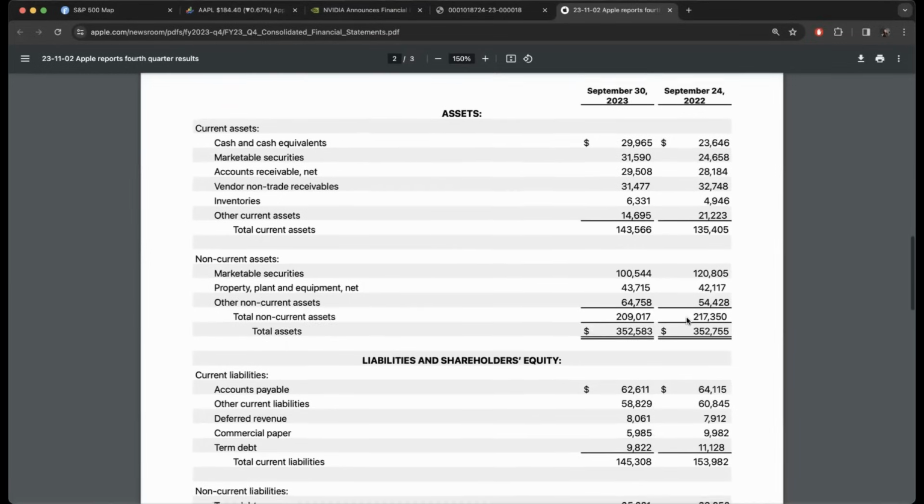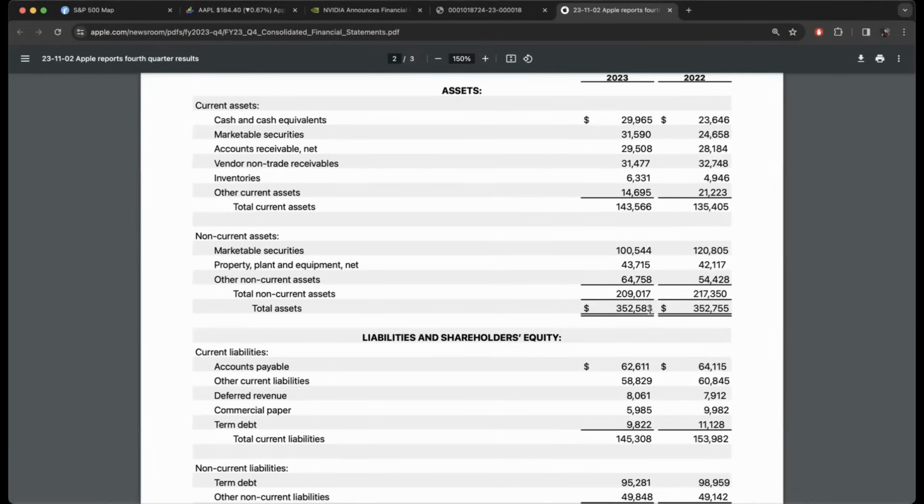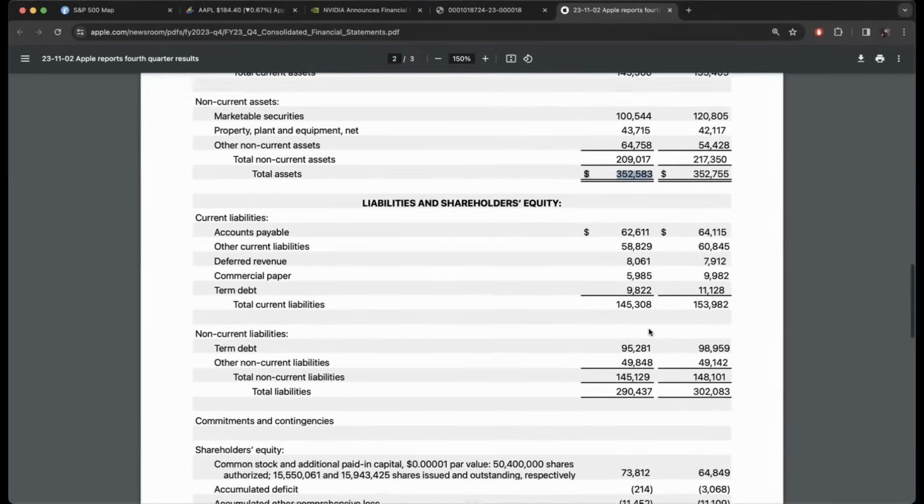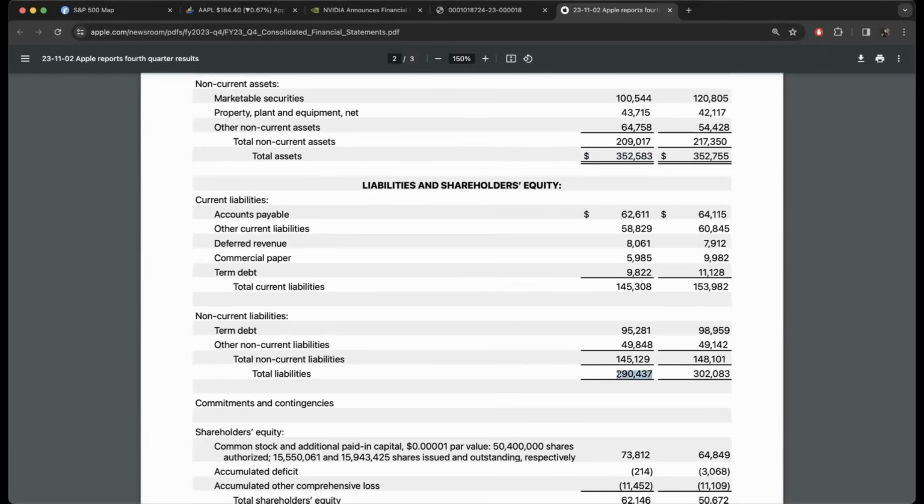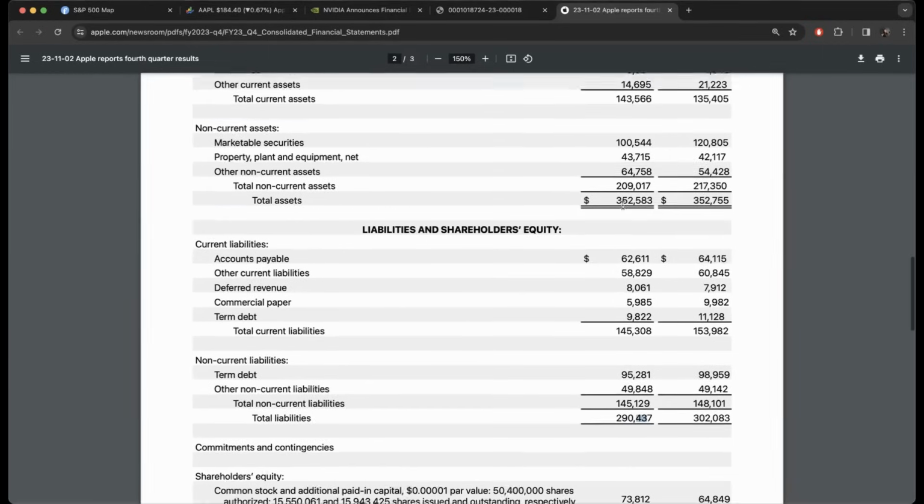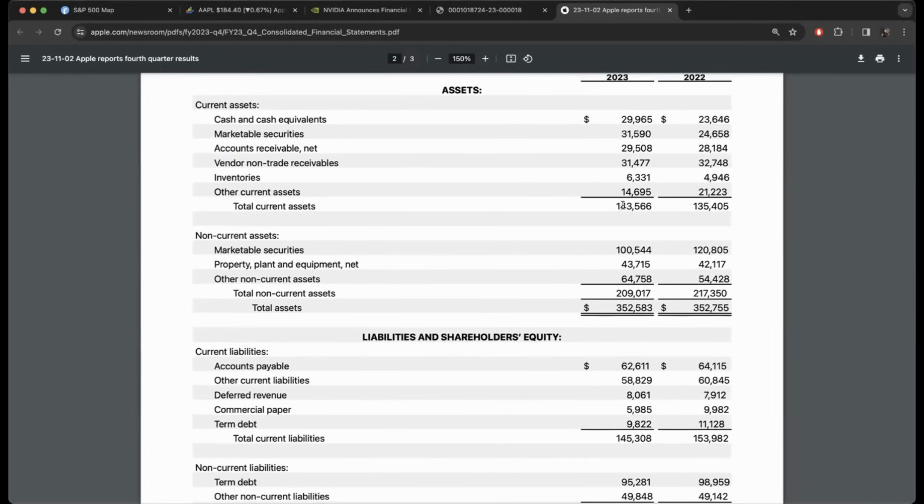2024 and something a lot of investors are going to be hyper-fixated on, considering their assets sit at $352 billion, but they are really in debt at $290 billion in total liabilities and about $145 billion in current liabilities. Their balance sheet isn't as resilient as it once was, even when you're comparing it to the balance sheet of Amazon or companies like Google and Nvidia. So I think Apple's going to be one to watch for sure.